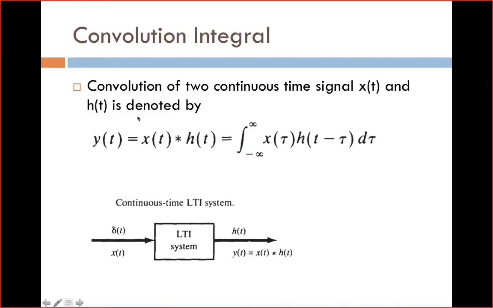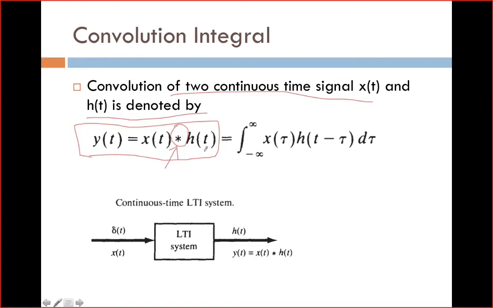Generally, the convolution of two continuous time signals x of t and h of t is denoted by y of t is equal to x of t convolution h of t, and this operator is actually called the convolution operator. It is not a simple multiplication operator, it's a separate operator. So y of t is equal to x of t convolution h of t.